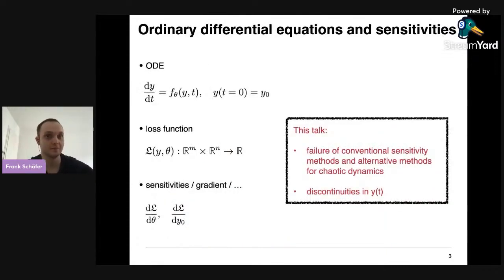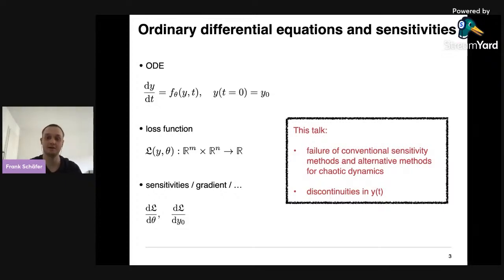Just to recap what ordinary differential equations and sensitivities are, an ODE can be written as an initial value problem where we have the ODE function that contains some parameters theta, and y would be the state of the differential equation. Then we say the initial value is the state y0 at time t0. Typically we're interested in optimizing some form of loss function, where the loss function maps the state and the parameters to some real number, quantifying our objective. Then we're interested in how this objective changes when we change the parameters or also the initial conditions. This is what we call computing the sensitivities.